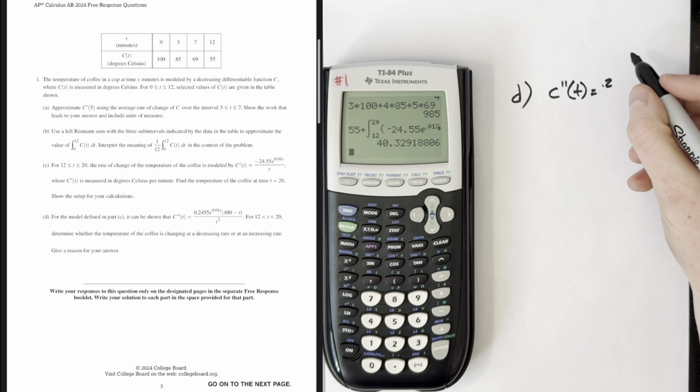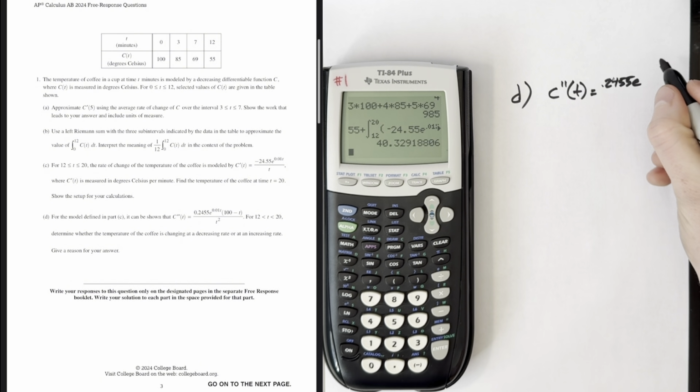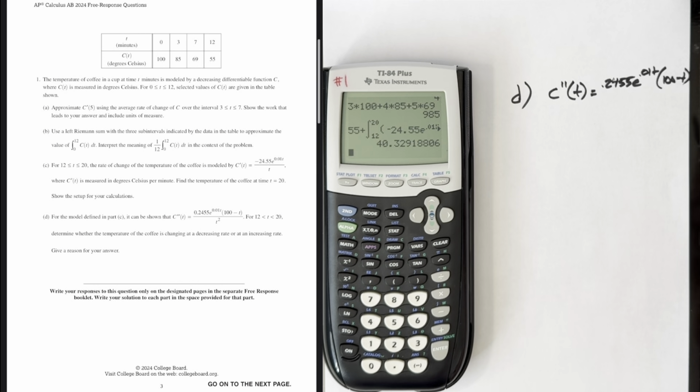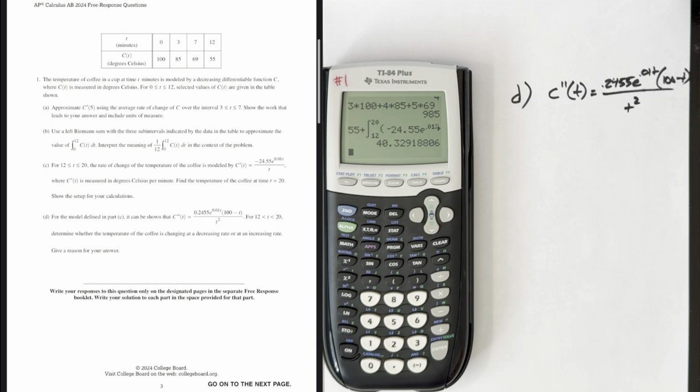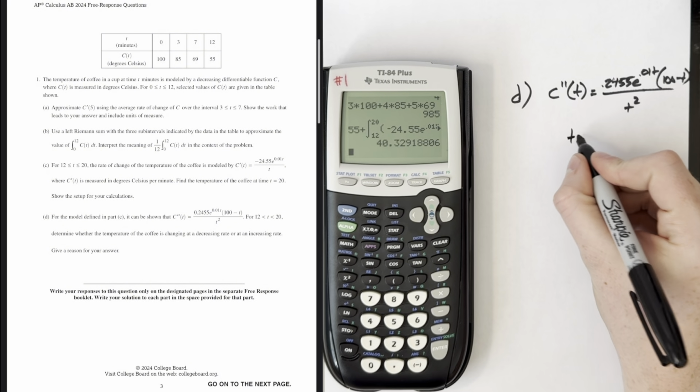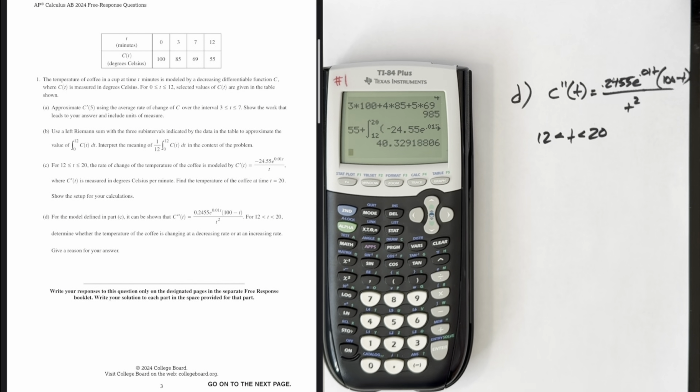It's 0.2455 e to the 0.01 t times 100 minus t. Gosh, I'm losing room because it's so big. Divided by t squared. And it says that this is our second derivative. And it asks us over the interval 12 to 20 to determine whether the temperature of the coffee is changing at a decreasing rate or at an increasing rate.